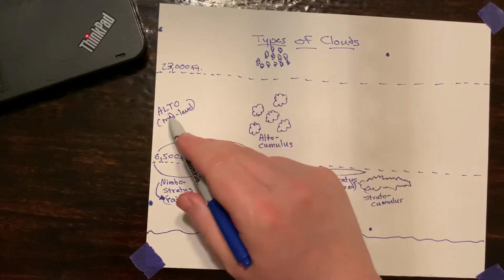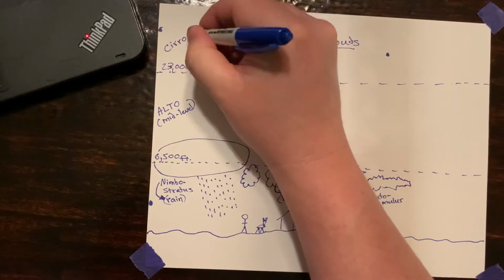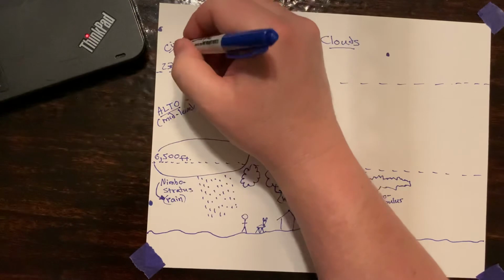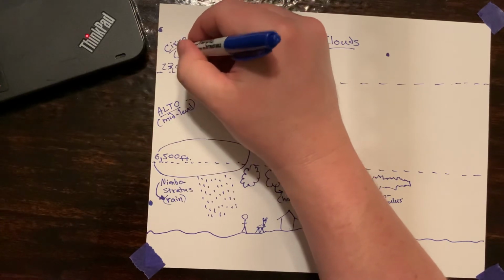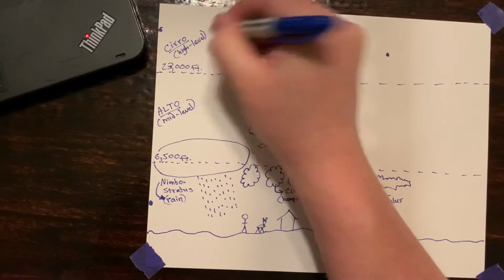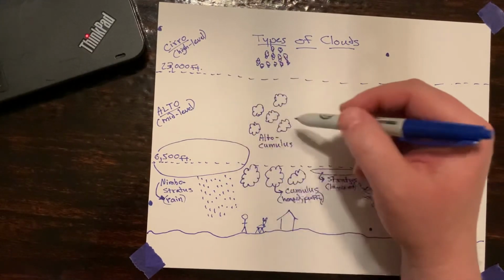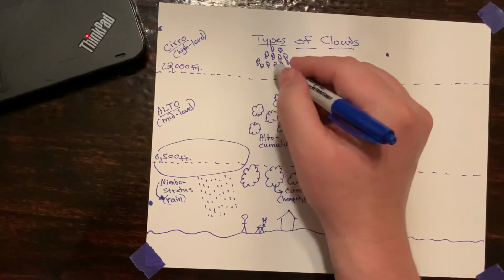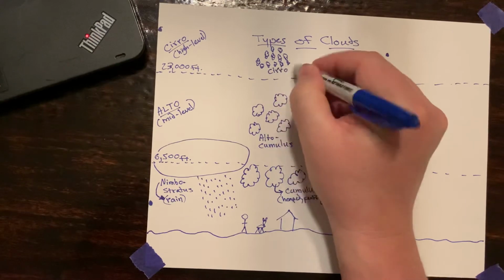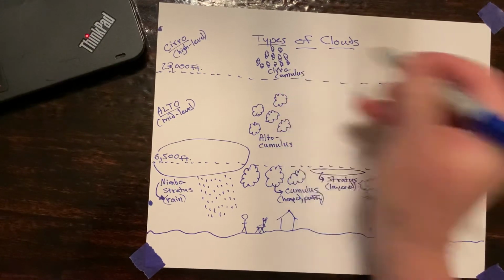The term for really high level is cirro. The term cirro, I'll underline that too. The term cirro means high level. Okay, and so these types of clouds, high level, puffy clouds, are known as cirrocumulus. Okay?